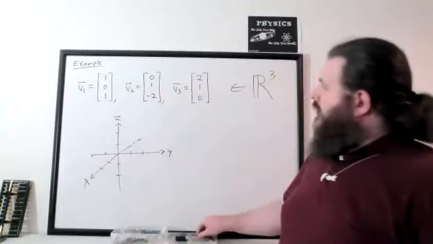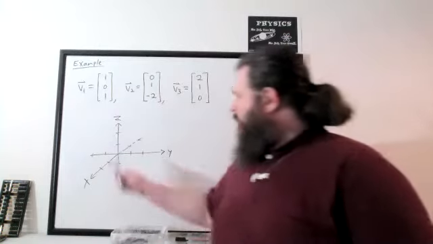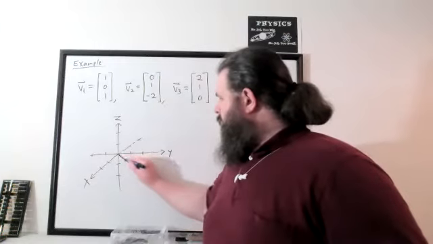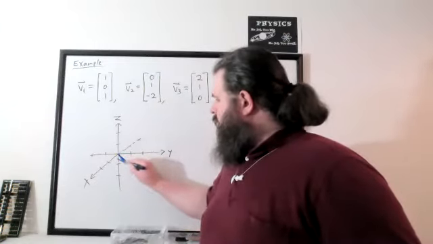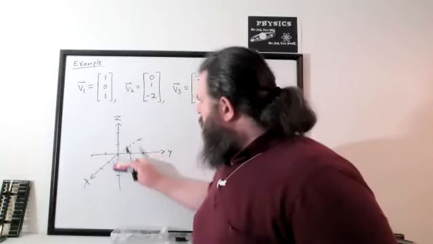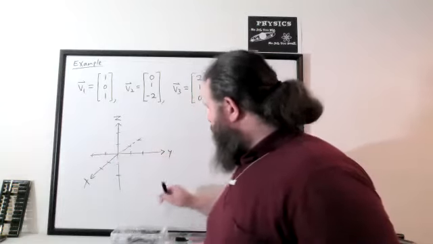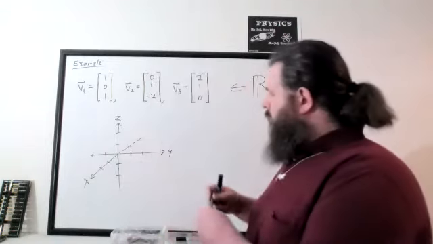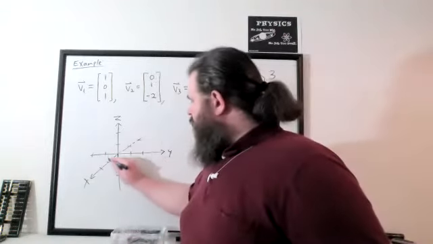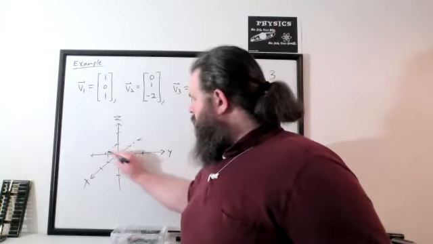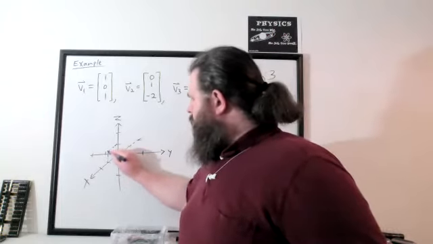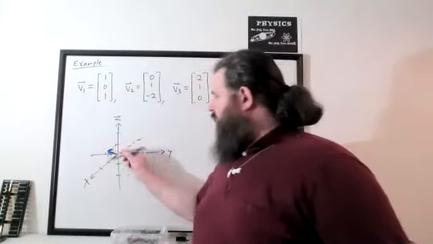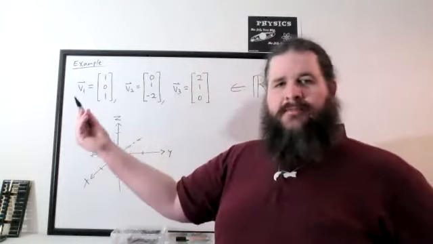So if we mark these, we've got V1 is 1, 0, 1. So 1 in the x direction, 1 in the y direction. Oh no, that's not right. 1 in the x direction, 1 in the z direction. Let me draw that. So 1 in the x direction and 1 in the z direction. So there's the V1 vector. V1 is going forward and up.